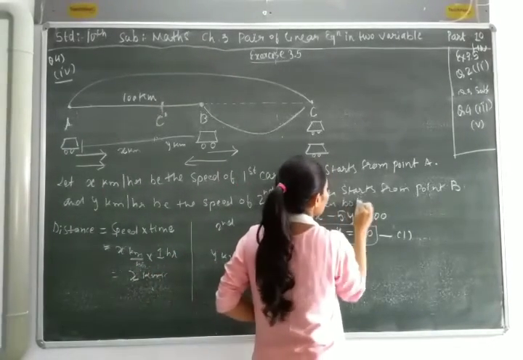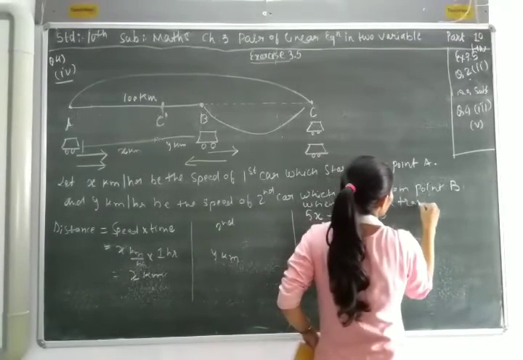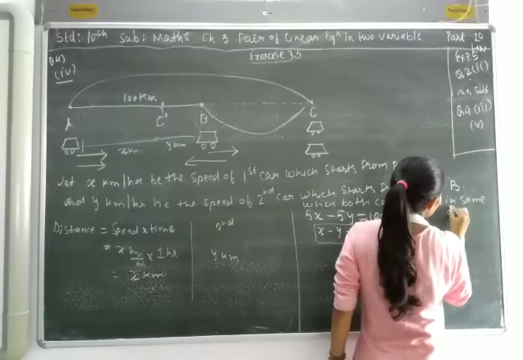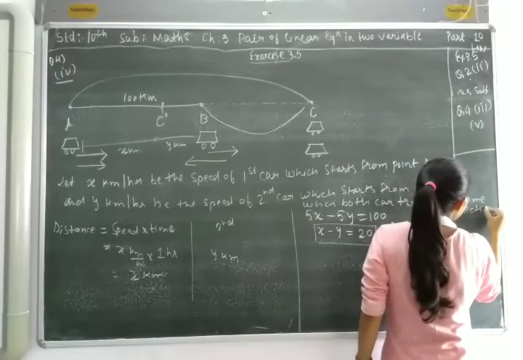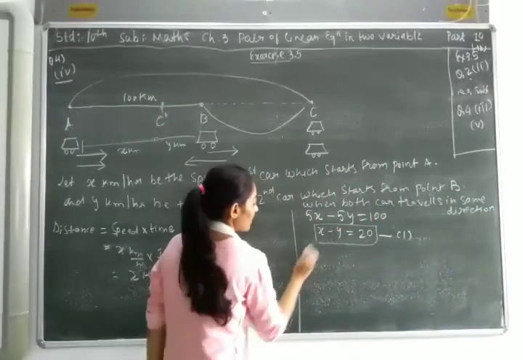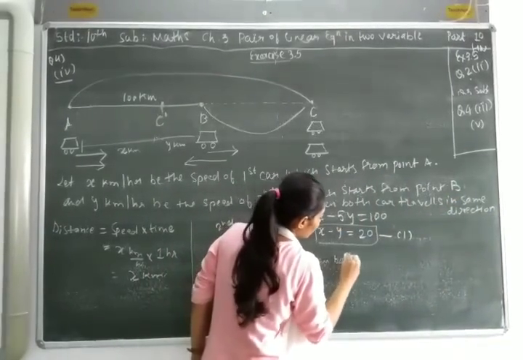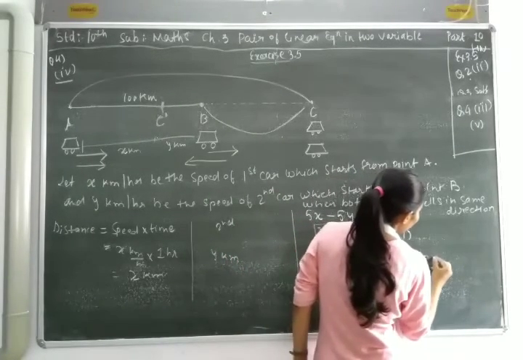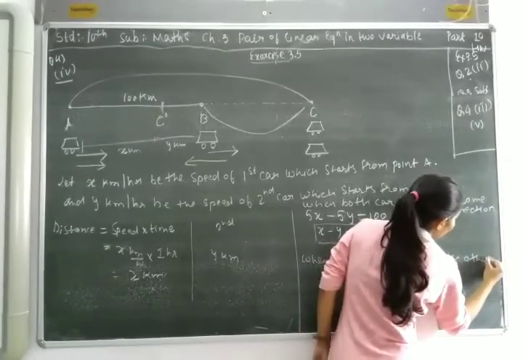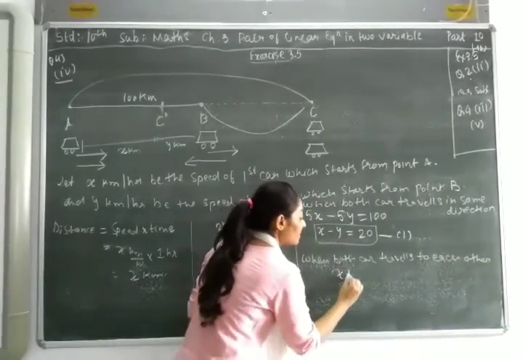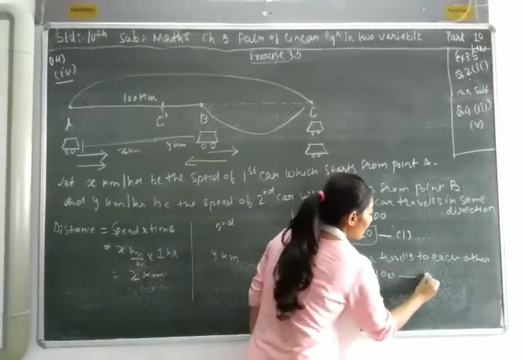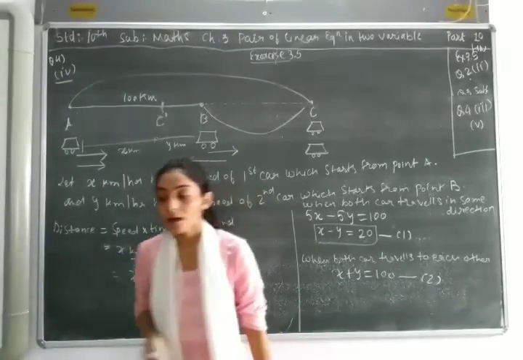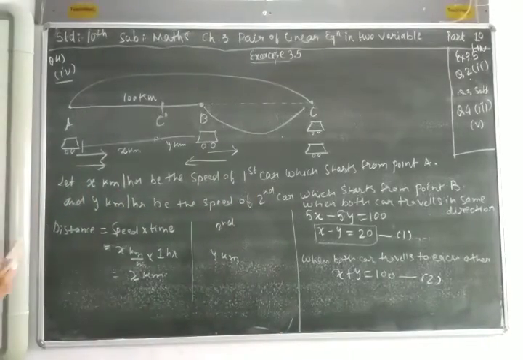This is the equation when both cars travel in the same direction. Now when both cars travel towards each other, it means x plus y equals 100 kilometers. This one is my second equation. Now it's very easy to solve this one. It's very easy.